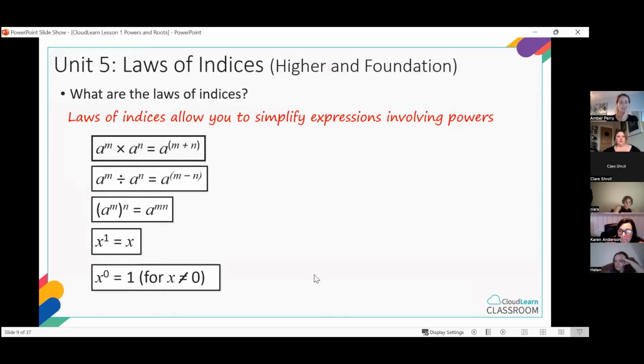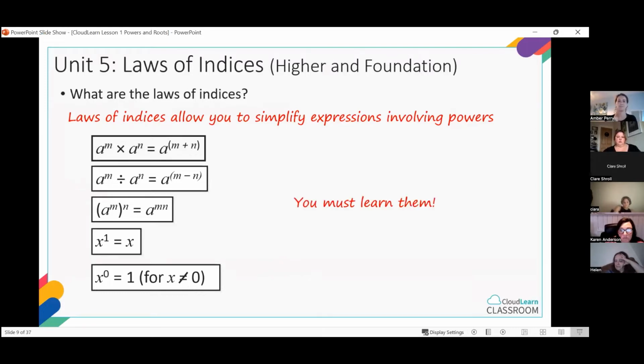And then the last 2 are the ones that we talked about at the beginning. So anything raised to the power of 1 is itself, and anything raised to the power of 0 is 1, of course, except for x is 0. 0 raised to the power of 0 is actually an undefined value. So we cannot say that it works for all values because it doesn't work for 0.